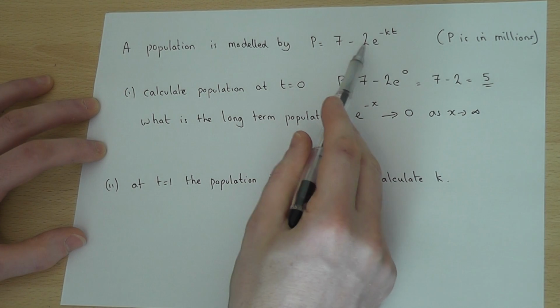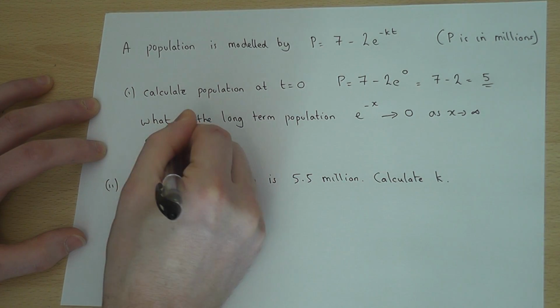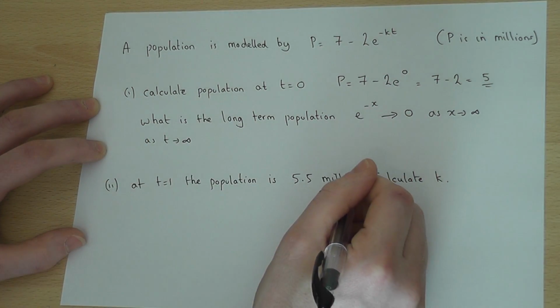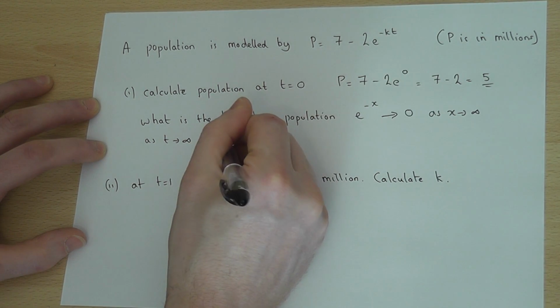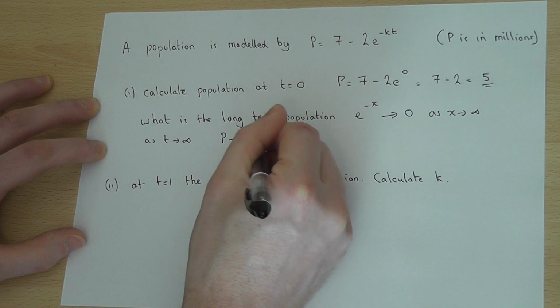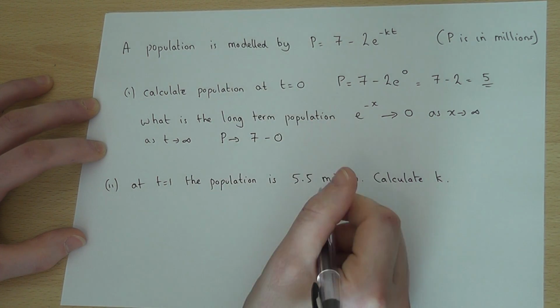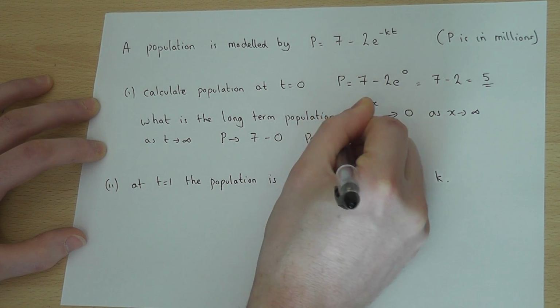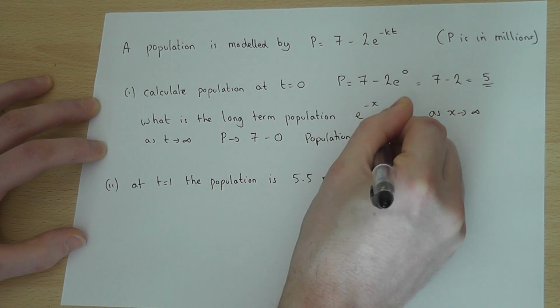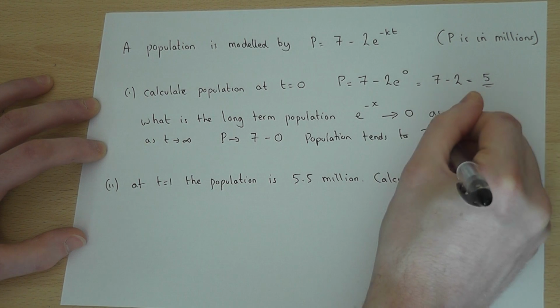So in our model here, as t gets larger and larger, tends to infinity, this part here will tend towards 0. So therefore p tends towards 7 take away 0, i.e. the population tends to 7 million.